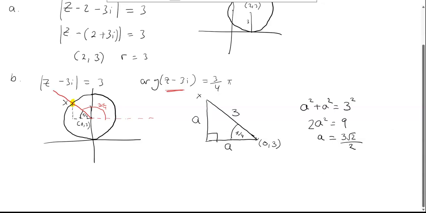So if I start at the center of the circle, or the start of the half line, (0, 3), I need to go left by 3 root 2 over 2. So my x coordinate is going to be minus 3 root 2 over 2. And then I need to go up by 3 root 2 over 2. So the y coordinate is going to be 3 plus 3 root 2 over 2. And that's going to be my coordinate.